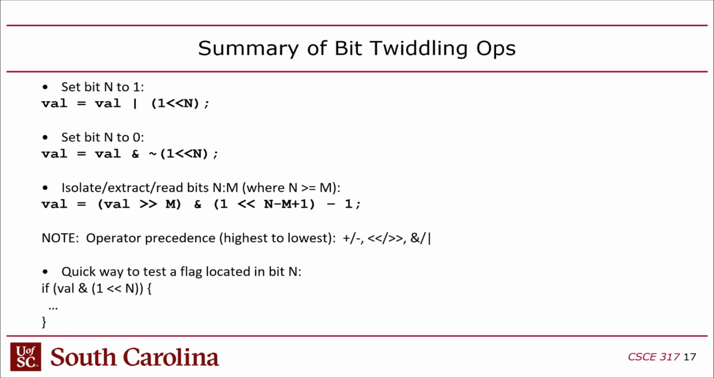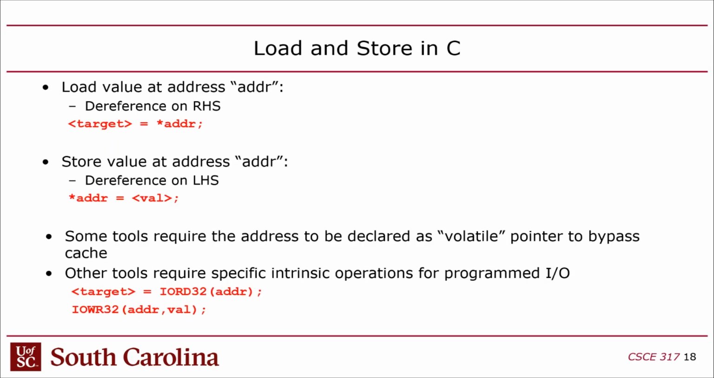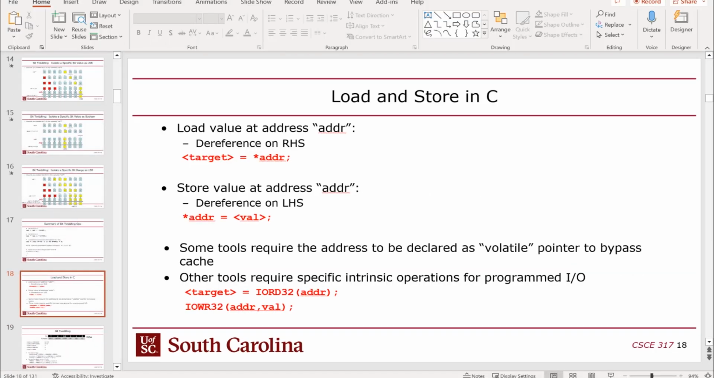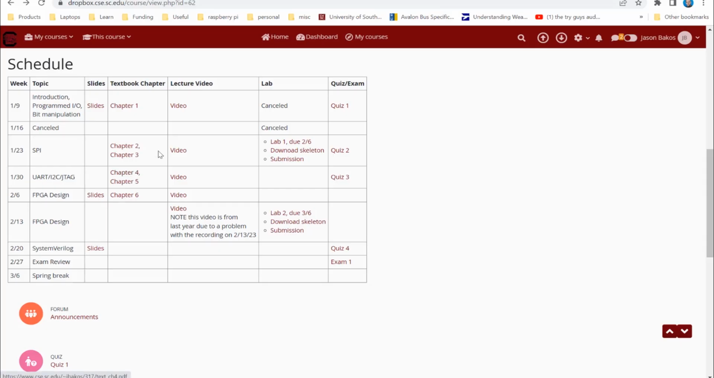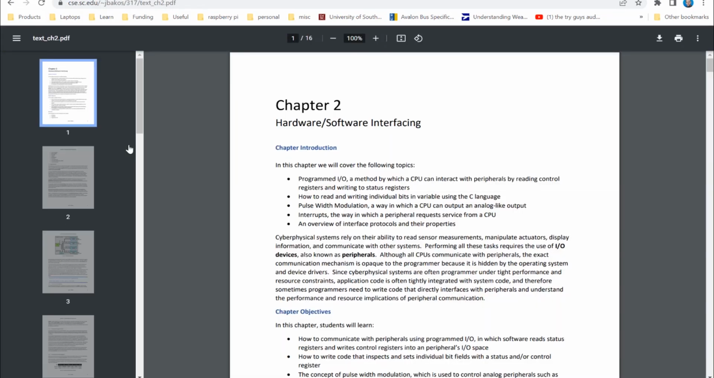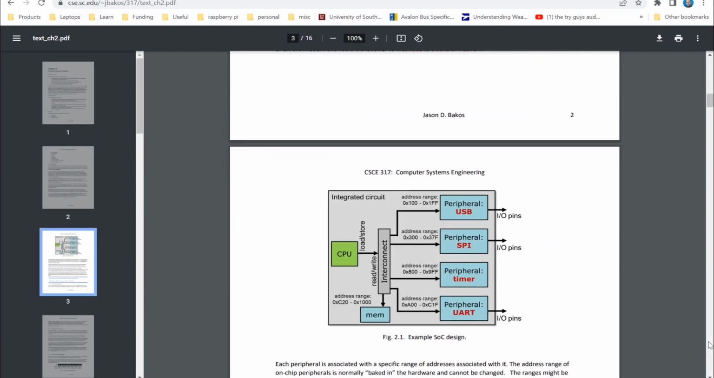So I have a summary of ops there for bit manipulation. And by the way, I didn't cover this in class. It is in the notes in the textbook, though, that I'm writing. I don't know if you guys looked at these textbook chapters. There is another way to do this in C.